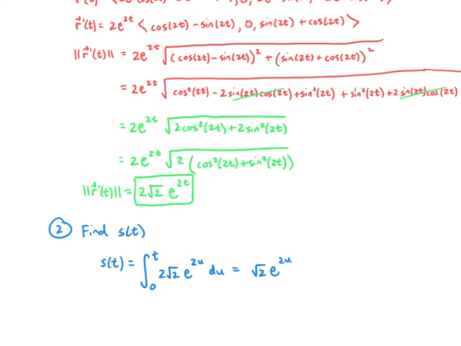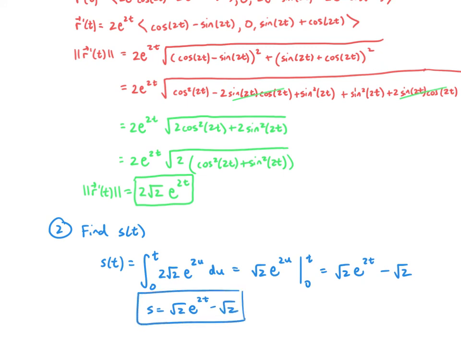Now, how do we know that's correct? Well, the derivative of this is here. So we know that's the antiderivative because, simply put, the derivative is there. Okay, we are going to evaluate that from 0 to t, which gives us the square root of 2 e to the 2t minus, and if we plug in 0 for u, we get just the square root of 2 because e to the 0 is 1. So in other words, we have s equal to the square root of 2 e to the 2t minus the square root of 2. All right, that is step 2.